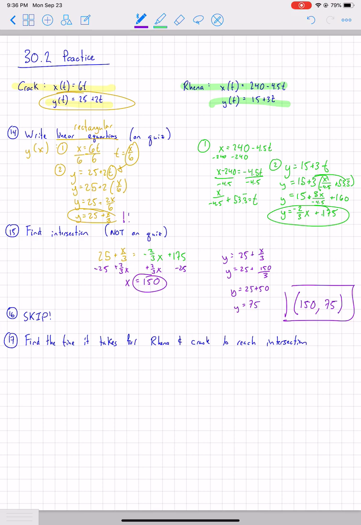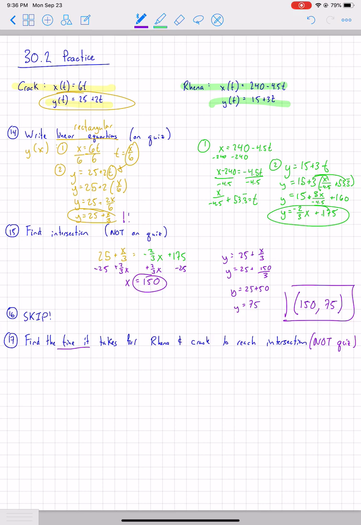Number 16 said make an equation to actually solve for the distance between the two of them, I said skip it. We're not going to worry about that. So what we need to do next is figure out the time, how long it takes for each of them to reach it. Again, this is not going to be on the quiz, so we're going to go through this quickly.